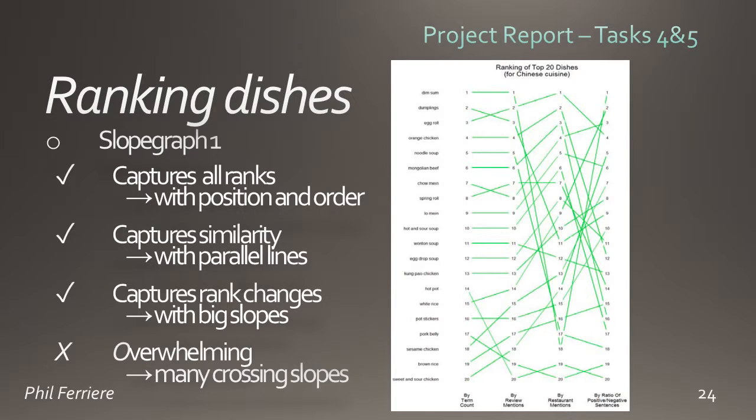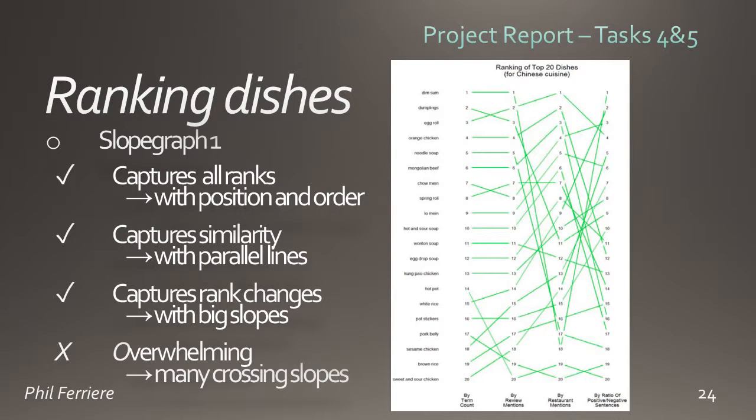Here, dim sum is first by 3 rankings. For these rankings, it appears first and at the top. By restaurant mentions, where it is ranked 18th, you can see a huge dip to 18th position toward the bottom of the graph. So this slope graph certainly captures rank by position and order very well.